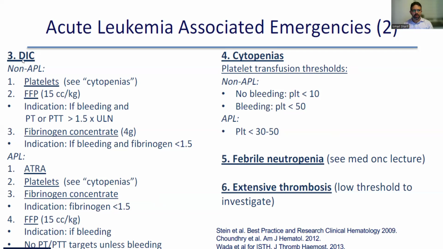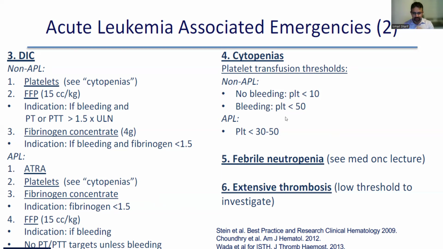So the other thing is DIC. With APL, you have to remember ATRA. Give transfusions as needed, fresh frozen plasma, and of course you have to get treatment started. The same thing for APL, have to remember the ATRA, and then transfusions of fibrinogen and other transfusion support.